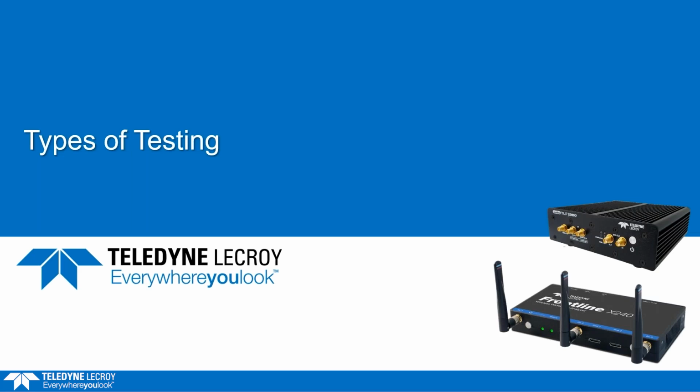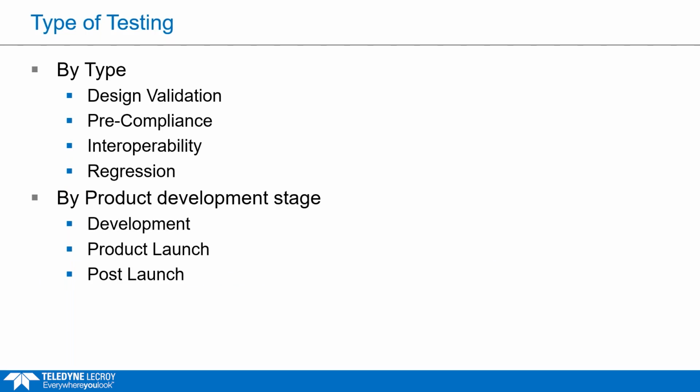So, looking at the types of testing, before looking in detail at pre-compliance and interop, it's important to first look at the different types and definitions of the test types. People refer to different testing in different ways, so I'm just going to define how I'm applying it. The testing can be broken down into four main categories: design validation, pre-compliance, interoperability, and regression.